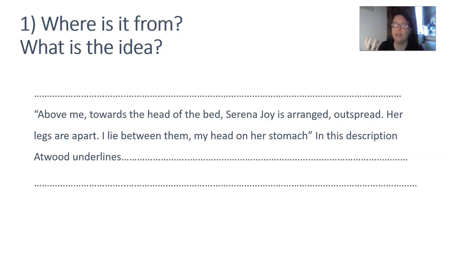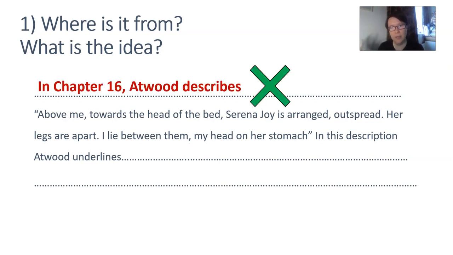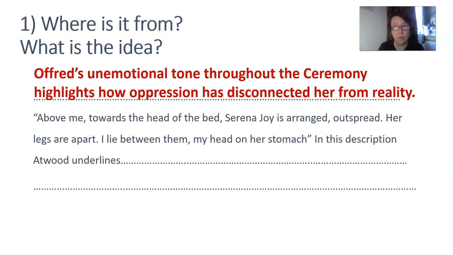And as much as we don't necessarily want to talk about it, and it is meant to be super uneasy for us as readers to read, we have to tackle the ceremony in our essay writing. So where is it from? What is the idea? We're not going to say "in chapter 16, Atwood describes." We're not even going to say that "when describing the ceremony, Atwood says." We're going to say something like, "Offred's unemotional tone throughout the ceremony," so we've said where it is, "highlights how oppression has disconnected her from reality."